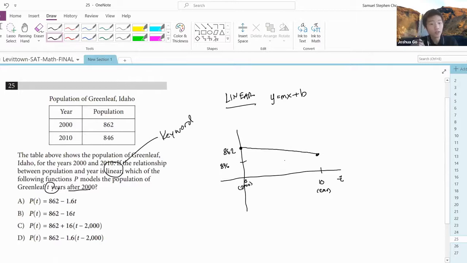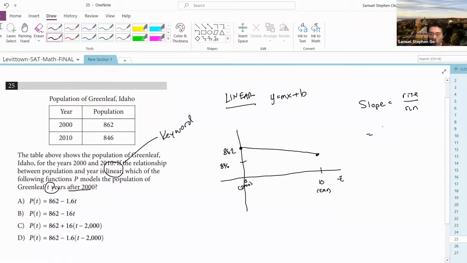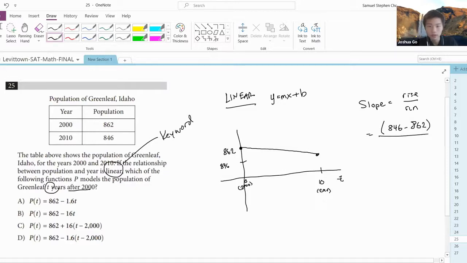Of course, to calculate the slope, we have rise over run. The population change between 2000 and 2010 is minus 16 because it decreases 16. So it was 846 minus 862 over 10 years, which is the difference between 2010 and 2000. And that gives us a value of 1.6, so we know that 1.6 will be our slope.